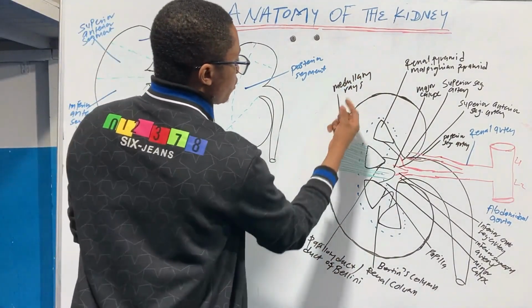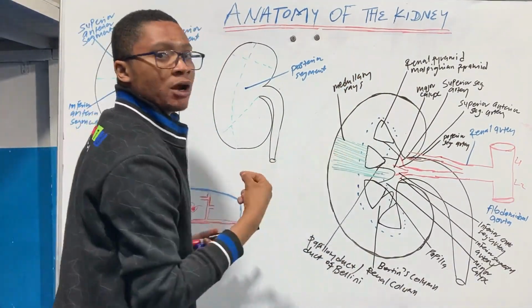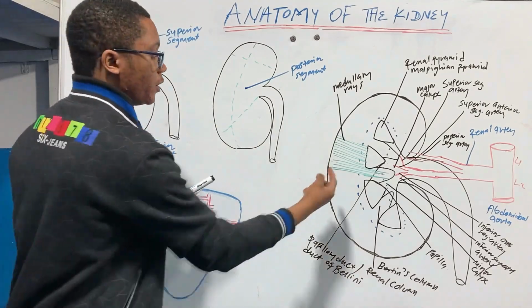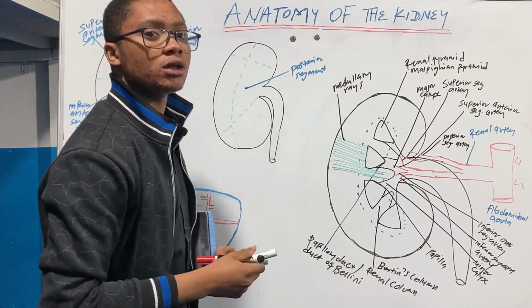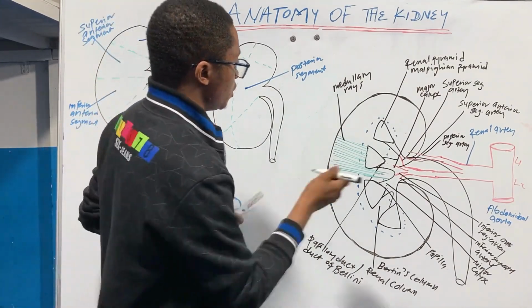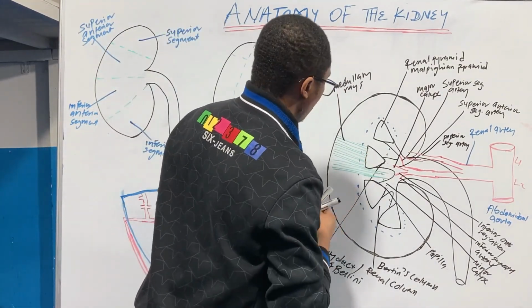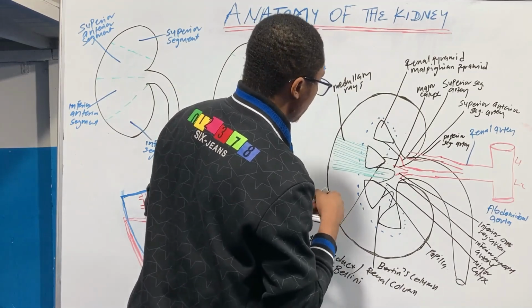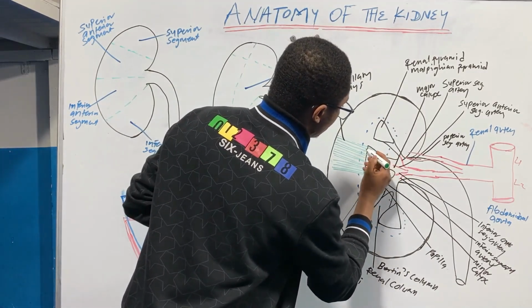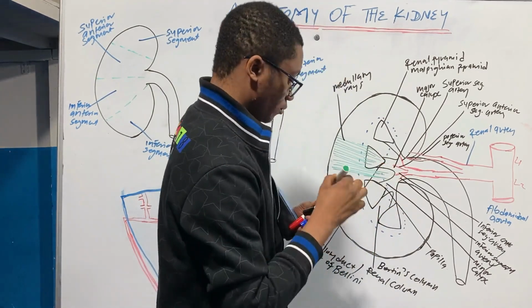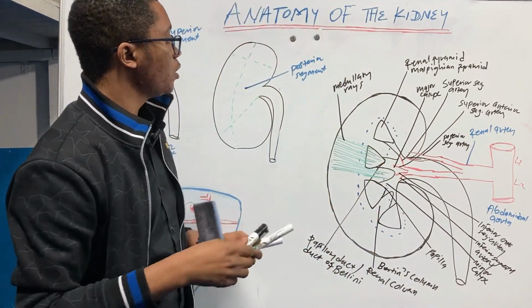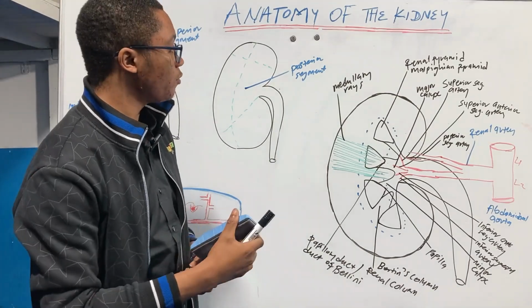In between the medullary rails, there are some darker portions, which are called the cortical columns. These are just the projections of the medulla, called the medullary rails. All right, so this is the internal anatomy of the kidney.